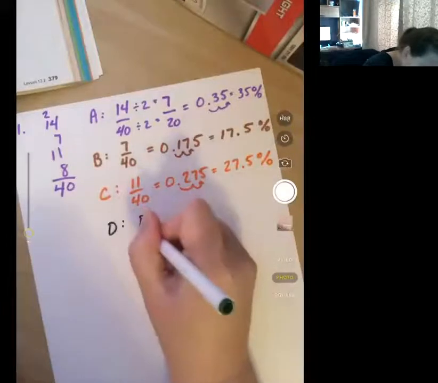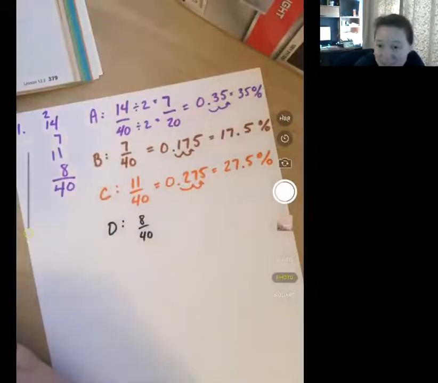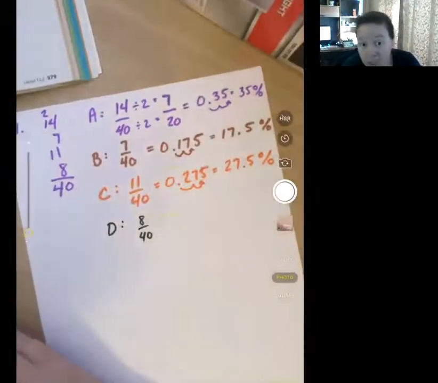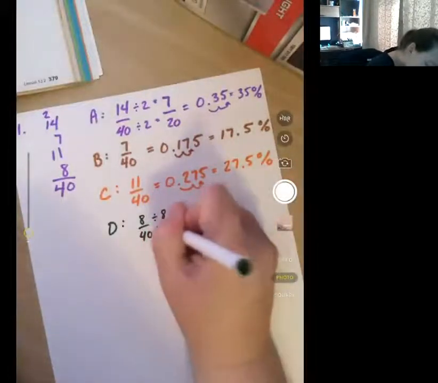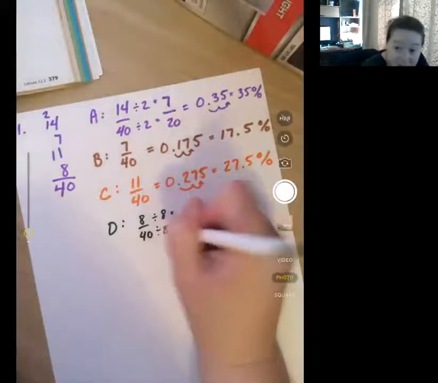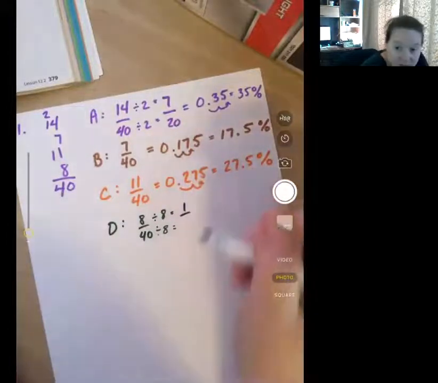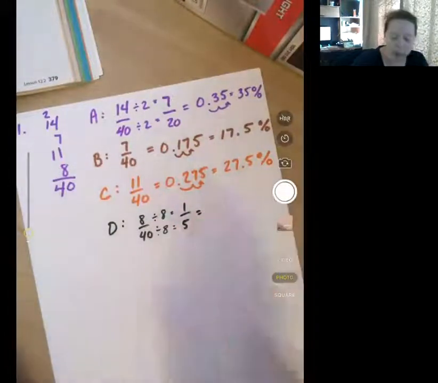Letter D is 8 over 40. Well, I can take something out of this. In fact, I know I can take 8 into 40. That one works. That's one of our regular facts. So I'm just going to divide both of them by 8. 8 divided by 8 is 1. 40 divided by 8 is 5. So I end up with 1/5.